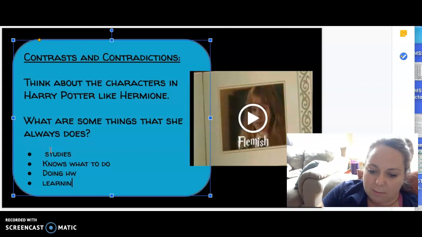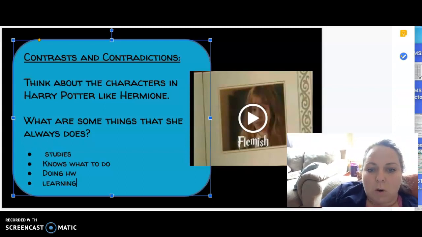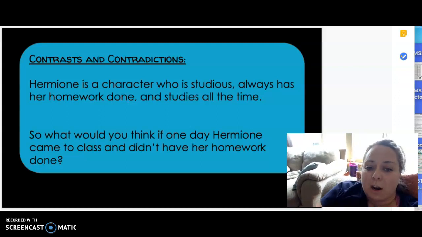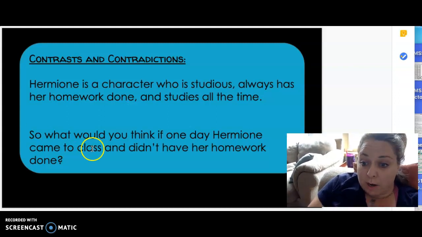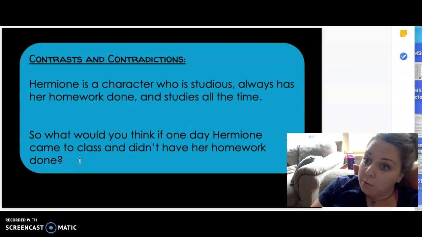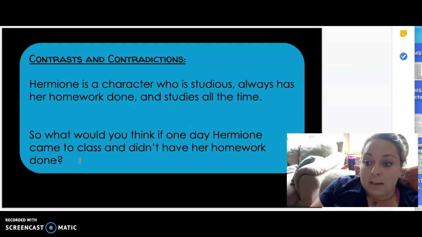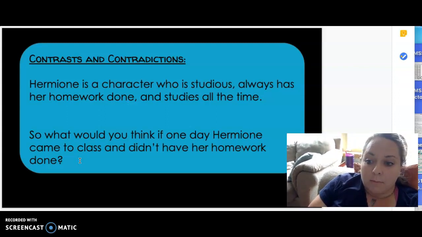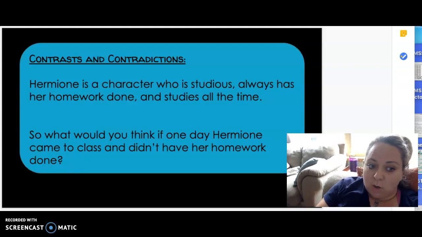She's very responsible, right? So if one day Hermione came into her class and she didn't have her homework done, we would ask ourselves, oh man, what's going on with Hermione? Why did she not have her homework done? Because that is a contrast or a contradiction in her character. That's not how she normally would behave.